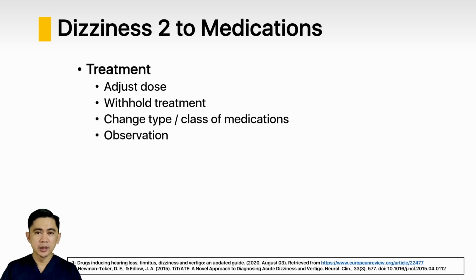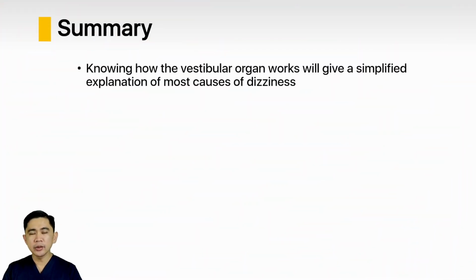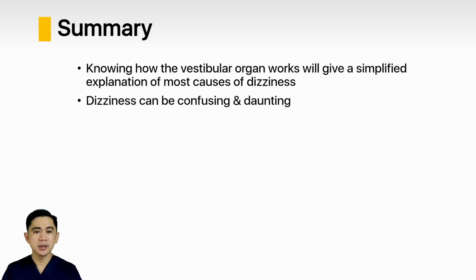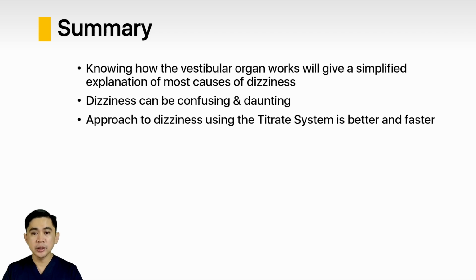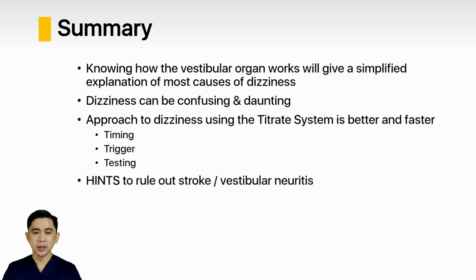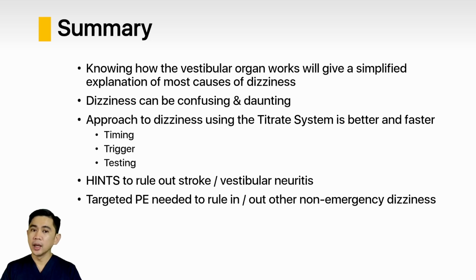But thereafter, in summary, knowing how the vestibular organ works will give a simplified explanation of most causes of dizziness. Dizziness can be confusing and daunting. Approach to dizziness using the titrate system is better and faster. And the titrate system, it will emphasize on the timing and the trigger, as well as testing. We will use hints to rule out stroke and vestibular neuritis in DC patients. Targeted physical exam is needed to rule in or rule out other non-emergency dizziness.